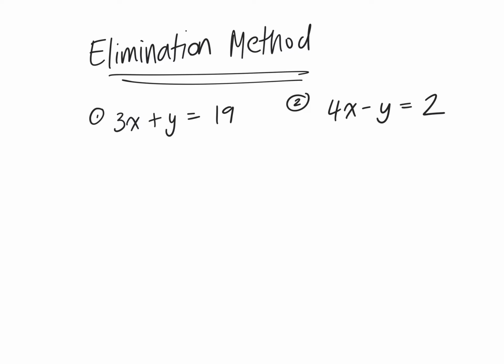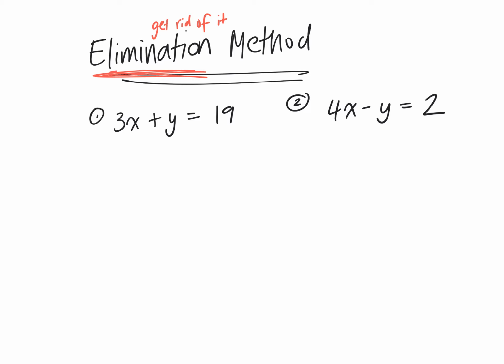Our first equation is 3x plus y equals 19, and the second equation is 4x minus y equals 2. We're going to use the elimination method to solve this, okay? What does it mean to eliminate something? Exactly, it means to get rid of it. Get rid of it. So think about this.